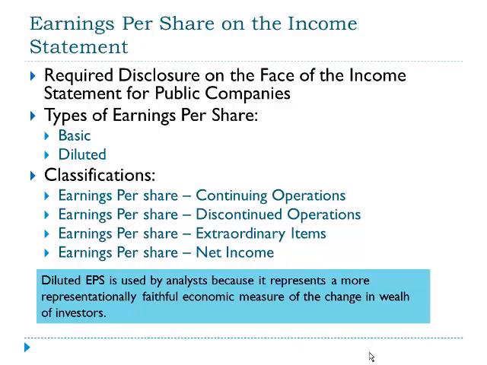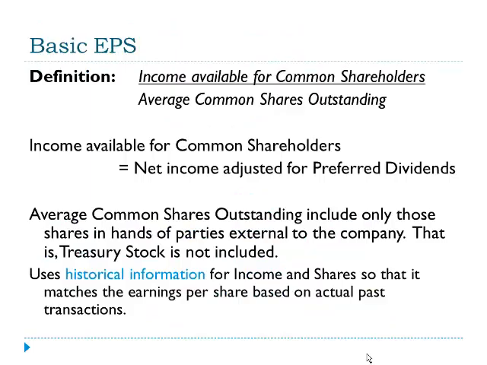The classifications of earnings per share are: earnings per share must be disclosed on income from continuing operations, on net income, and, if present, on discontinued operations and extraordinary items. Note that diluted earnings per share is the more theoretical earnings per share for economic purposes. Thus, it tends to be used by analysts more often than basic earnings per share.